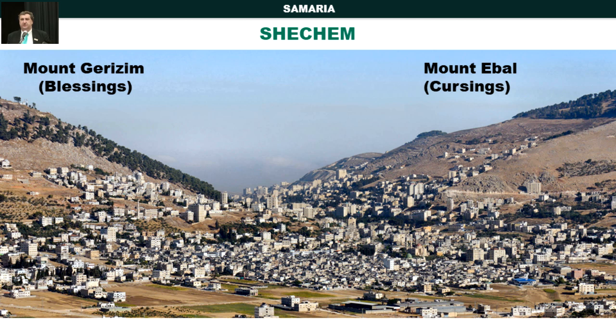Now the 2 mountains serve as a natural amphitheatre here. Now imagine the scene with around 2 million people, half on each side, saying amen to each of the blessings and the cursings. It would have been a very dramatic scene indeed.